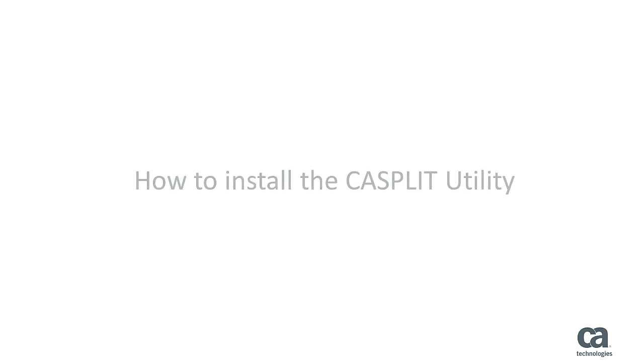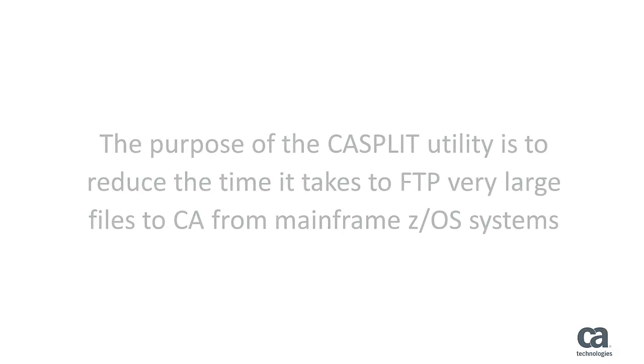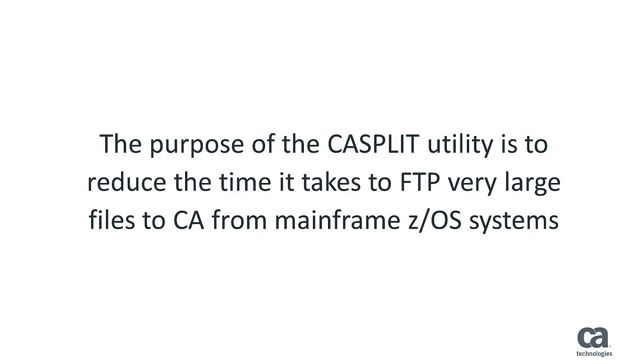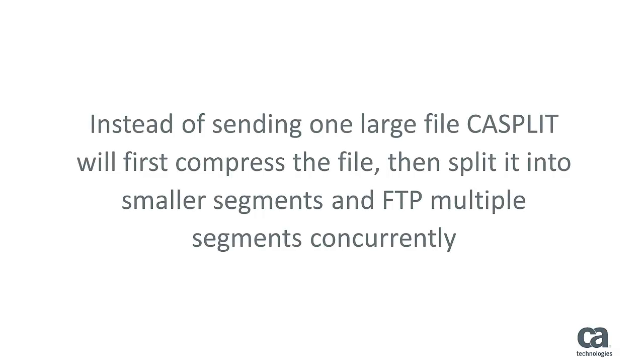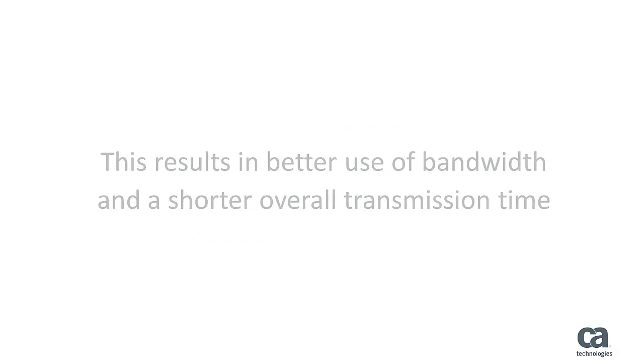In this video, we're going to cover how to install the CASPLIT utility. The purpose of the CASPLIT utility is to reduce the time it takes to FTP very large files to CA from mainframe z/OS systems. Instead of sending one large file, CASPLIT will first compress the file, then split it into smaller segments and FTP multiple segments concurrently. This results in better use of bandwidth and a shorter overall transmission time.